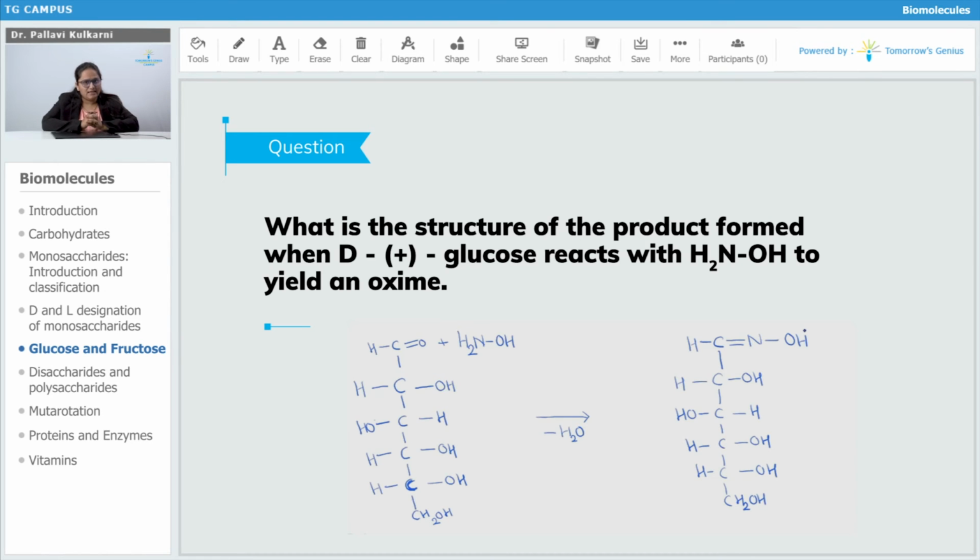Here you can see in the question they have given a plus sign. The plus sign is not at all related to the D and L nomenclature system. The plus sign indicates the dextrorotatory optical rotation that comes in optical isomerism, which we are going to study in detail later.